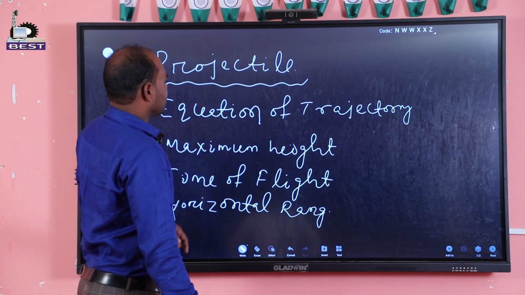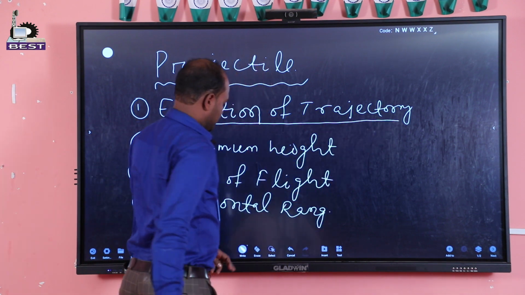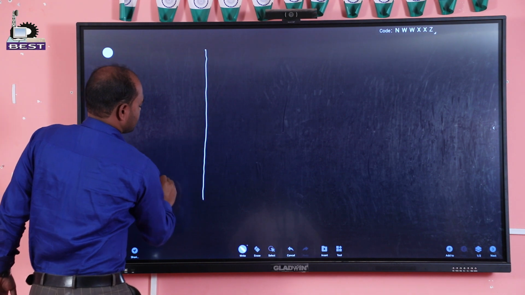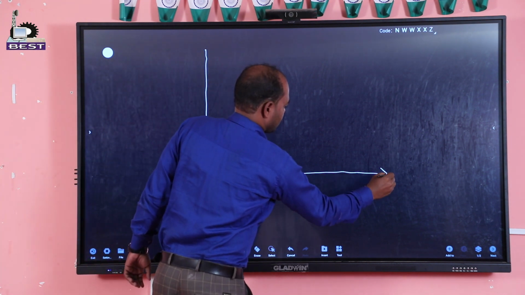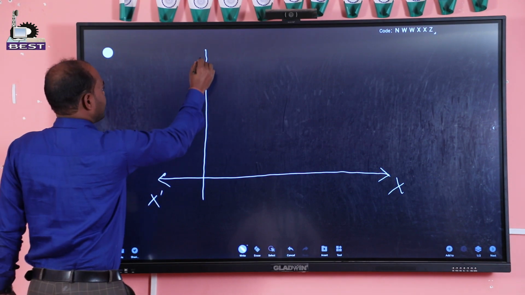Now we will derive the equation of trajectory first. First draw the x-axis and y-axis.